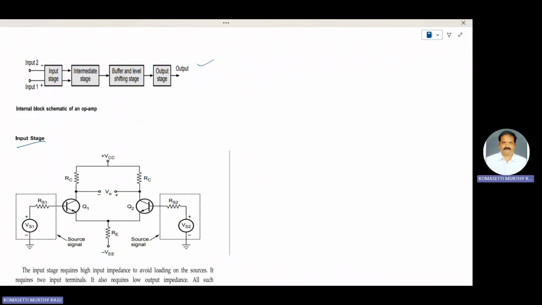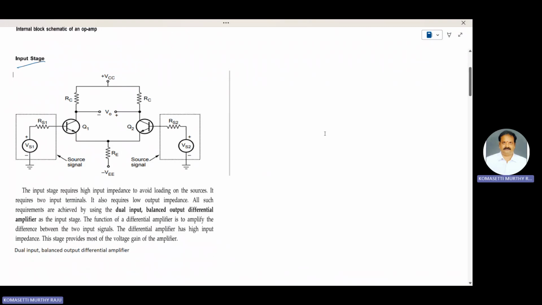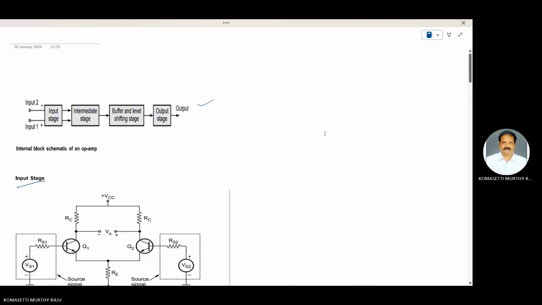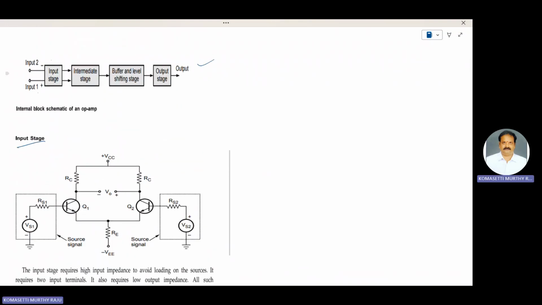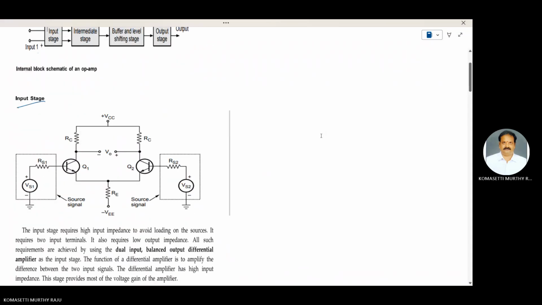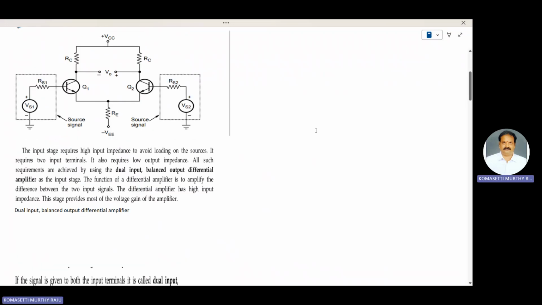Input stage. The input stage requires high input impedance to avoid loading on the sources. To avoid the loading on the sources, the op-amp requires high input impedance. It requires two input terminals. It also requires low output impedance.